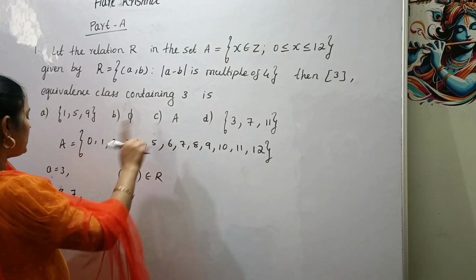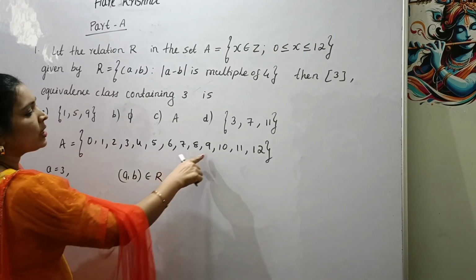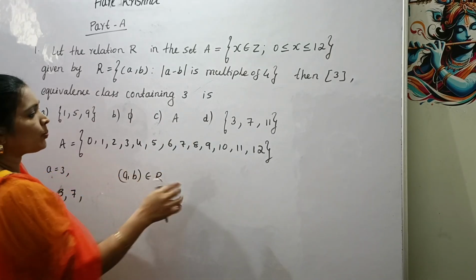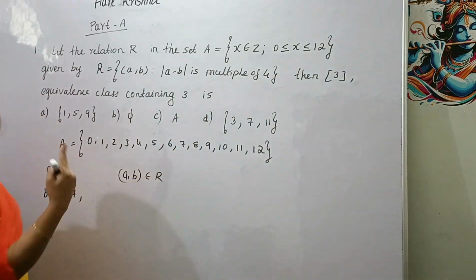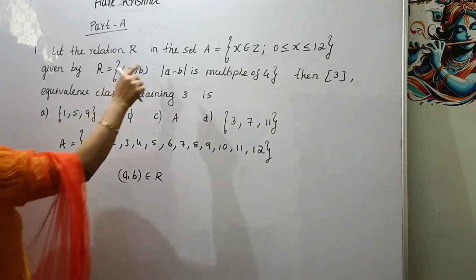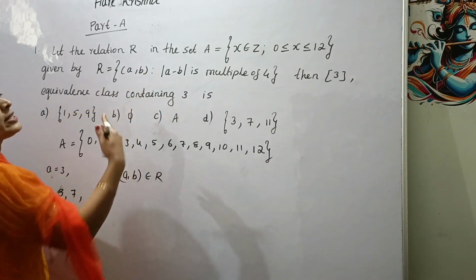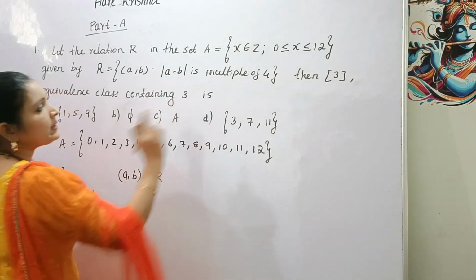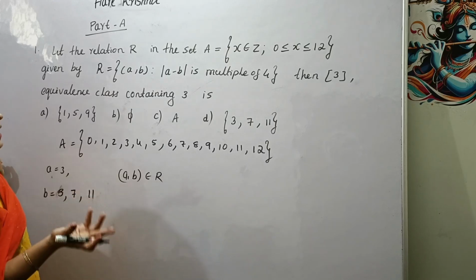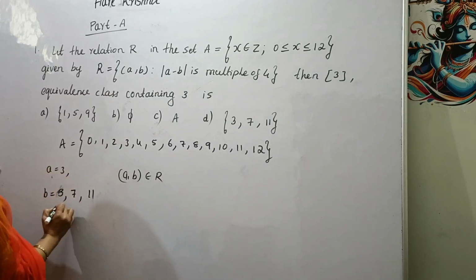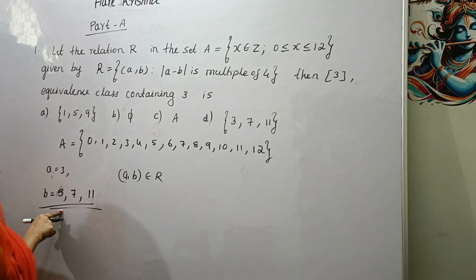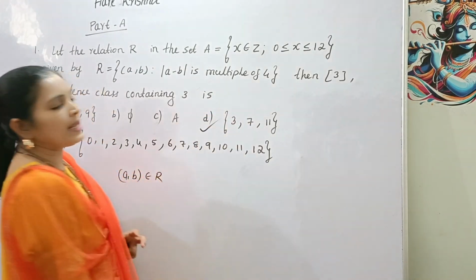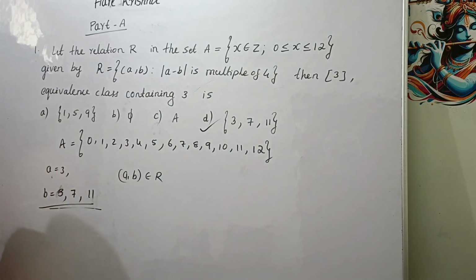Then 8 is not possible: 3 minus 8 is 5, and 5 is not a multiple of 4. 9 is not possible. 10: 3 minus 10 is 7, not possible. 11: 3 minus 11 is minus 8. Modulus of minus 8 is 8. 8 is a multiple of 4, right? So 11 is possible. Next, what about 12? 3 minus 12 is 9. 9 is not a multiple of 4. Therefore, the values of b are 3, 7, 11. So the set is {3, 7, 11}. Therefore, D is the correct answer.